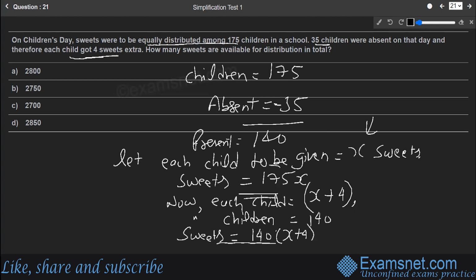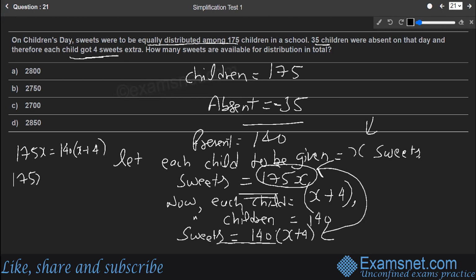Okay, and in the first expression we have found the sweets as 175x. So we can equate these two things because the total number of sweets was the same in either case. So let us equate 175x is equal to 140 into x plus 4. We are supposed to solve this. 175x is equal to, let us multiply inside, 140x plus 560. If we solve this further, 175 minus 140 is going to be 35x is equal to 560.